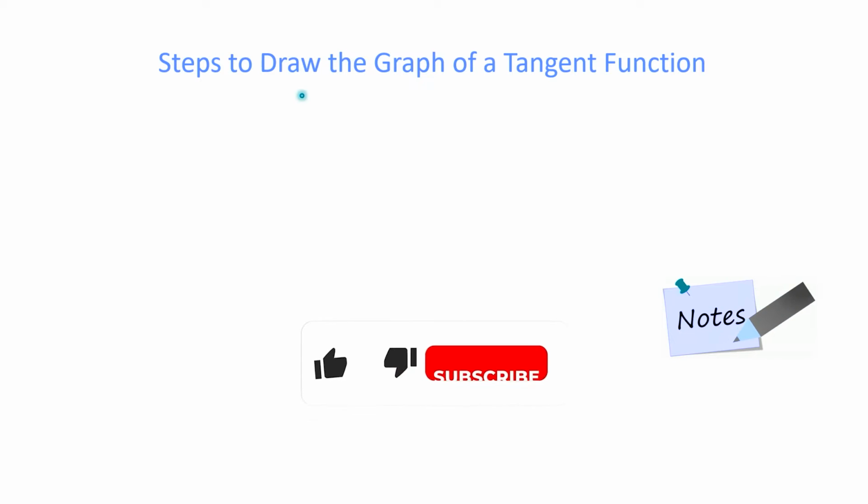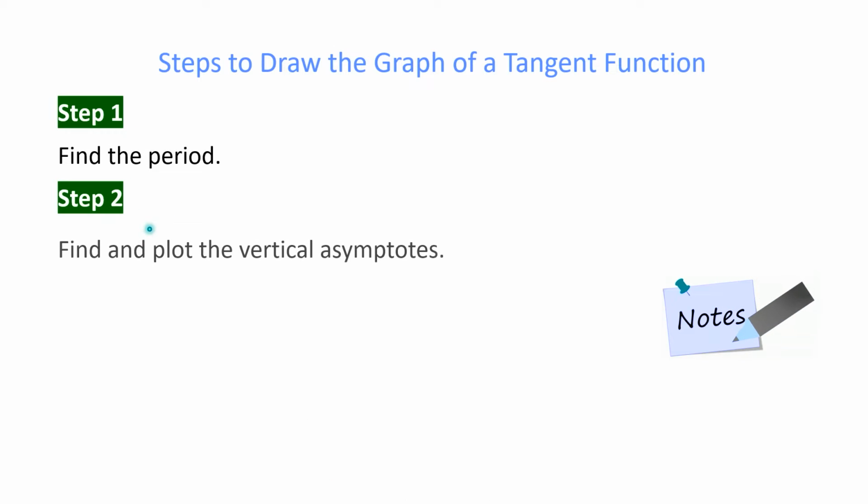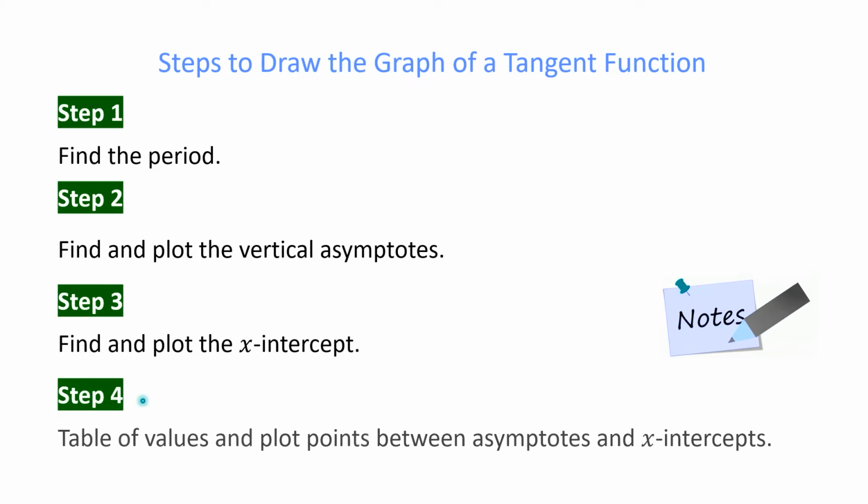So here are the steps to draw the graph of a tangent function. Step 1, find the period. Step 2, find and plot the vertical asymptotes. Step 3, find and plot the x-intercept. Step 4, produce a table of values and plot the points between the asymptotes and the x-intercepts.